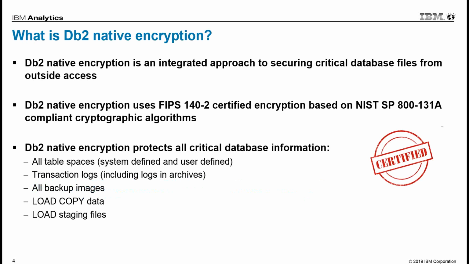So what is DB2 Native Encryption? This is actually an encryption process that's integrated into DB2, and it's put there to allow you to protect the most critical database files. It's using FIPS certified algorithms, which is the U.S. government standard for this, in order to provide the encryption mechanism. It encrypts the critical database information such as your system and user-defined data, your transaction logs, your backup images, load working data, both the copy data and the staging files. So it's covering the sort of data you want to protect.